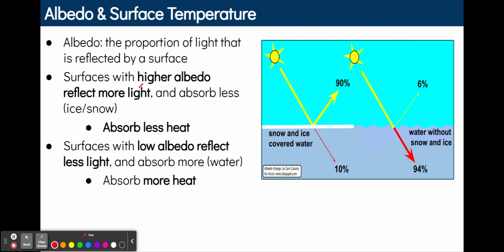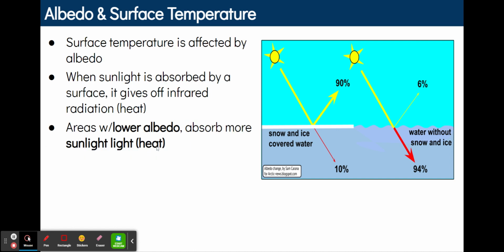So what you need to know for right now: higher albedo, more sunlight being reflected, less heat. Low albedo, less sunlight being reflected, more heat. Surface temperature is directly affected by albedo. When sunlight is absorbed by a surface, it gives off infrared radiation. Areas with lower albedo absorb more sunlight, making them warmer.